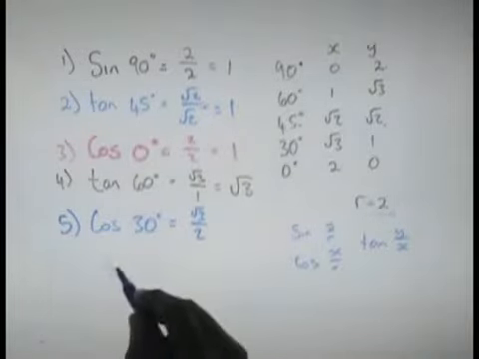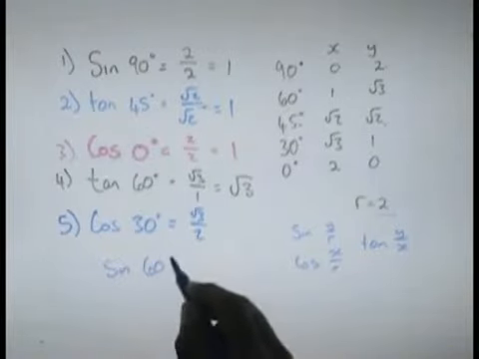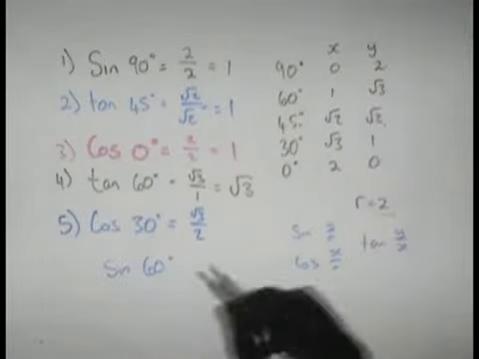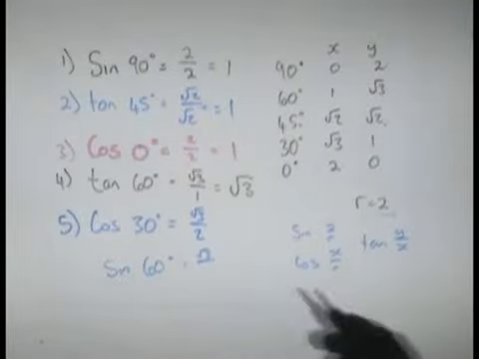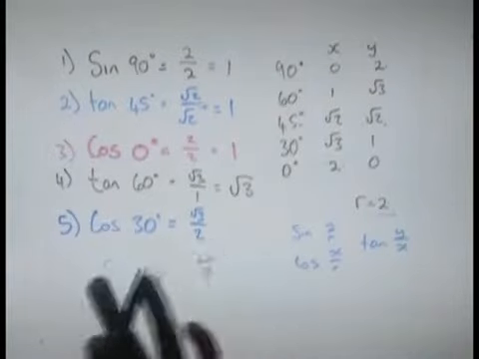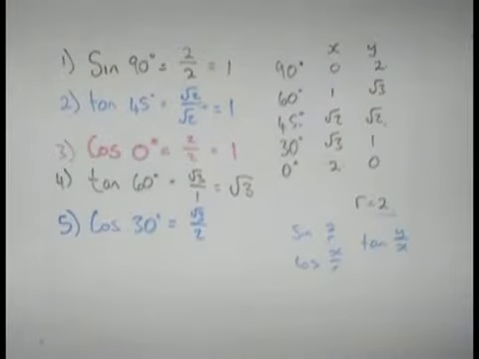And won't that be the same as sine 60 degrees? Sine is the function y over r. Y is root 3. R is 2. That's just for interest's sake.